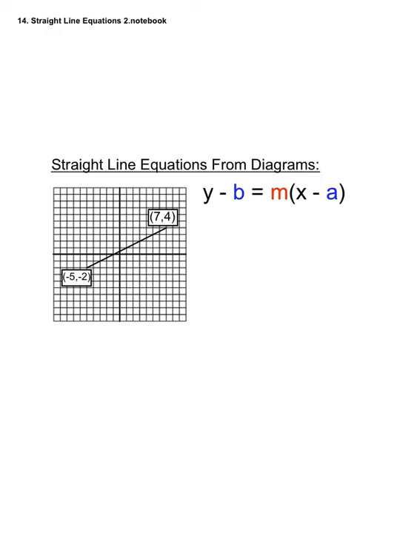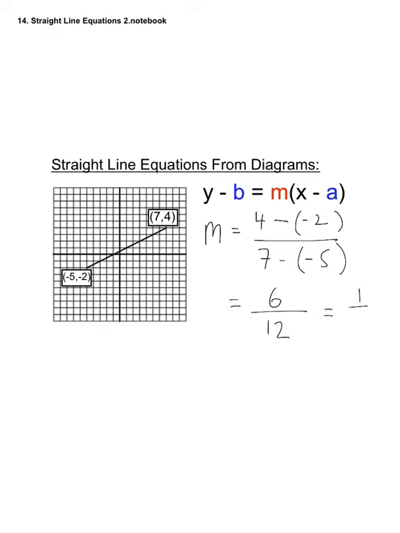Our two coordinates here are minus 5, minus 2, and 7, 4. Okay, that's what we'll be using to figure out our gradient. So in this case, m is equal to y2 minus y1 over x2 minus x1. So we're doing 4 take away negative 2 divided by 7 take away negative 5. 4 subtract negative 2 is just the same as 4 plus 2, which is 6. And 7 subtract negative 5 is the same as 7 add on 5, which is 12. Both of those numbers divide by 6, so our final gradient is 1 over 2.